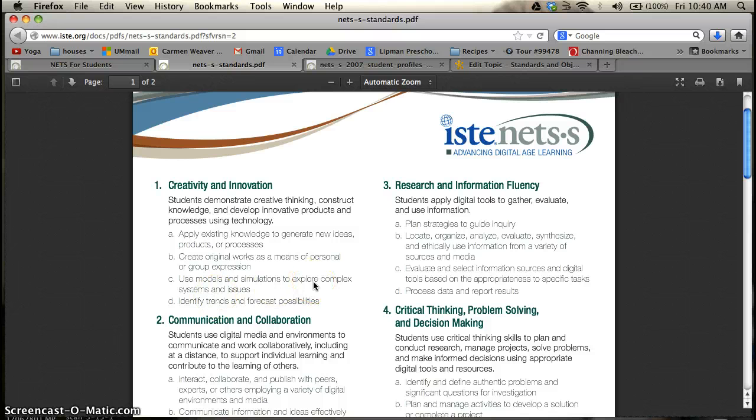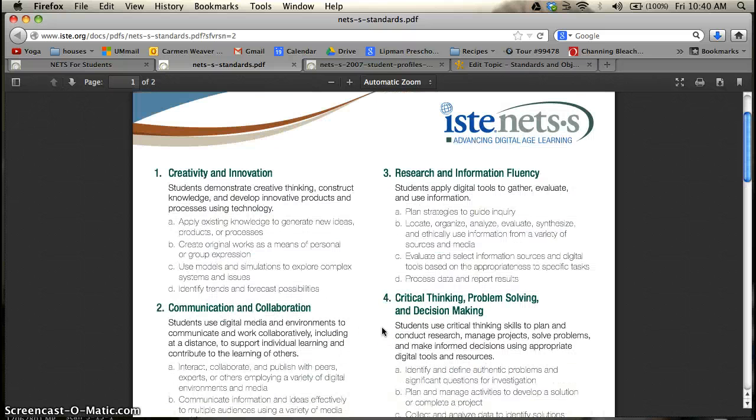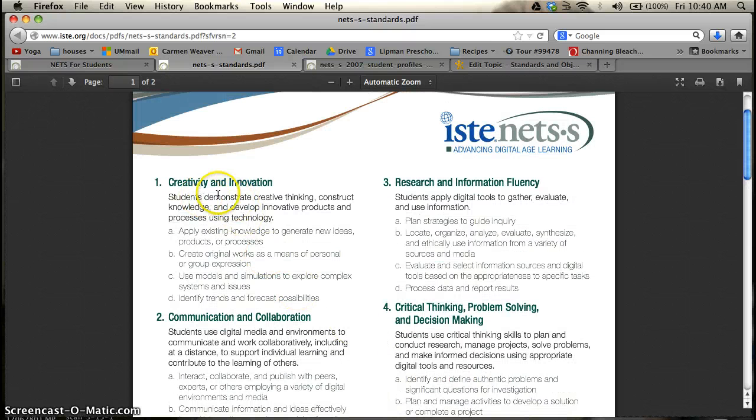And so when you want to integrate technology into a lesson, you are enhancing that lesson, but you're also teaching them some technology skills. And so you would come here to choose which technology skill that you are focusing on. So for instance, if they are creativity and innovation, they might be creating an original work as a means of personal or group expression. They're giving a presentation when they do that. And so if you're going to have them give a PowerPoint presentation, then the standard that you would most closely be working with is creativity and innovation, and specifically 1B, create original works as a means of personal or group expression.